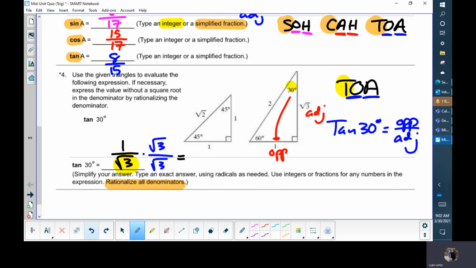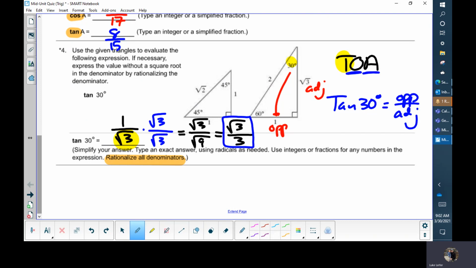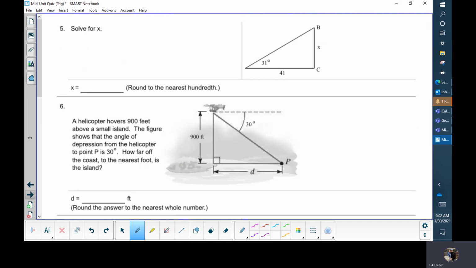On the top, I would get 1 times the square root of 3. On the bottom, if I were to multiply these together, I get square root of 9. And square root of 9 turns into a nice whole number. So my final answer is square root of 3 over 3. Okay, let's go to the next page.